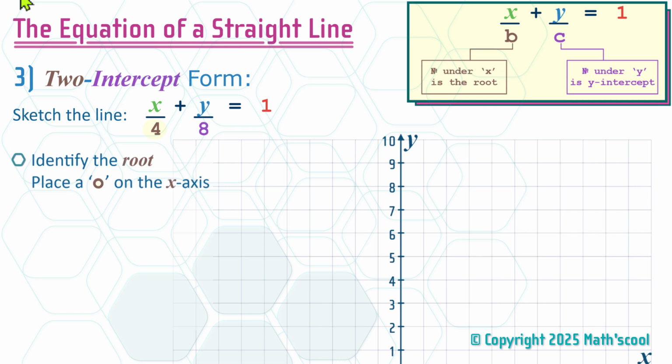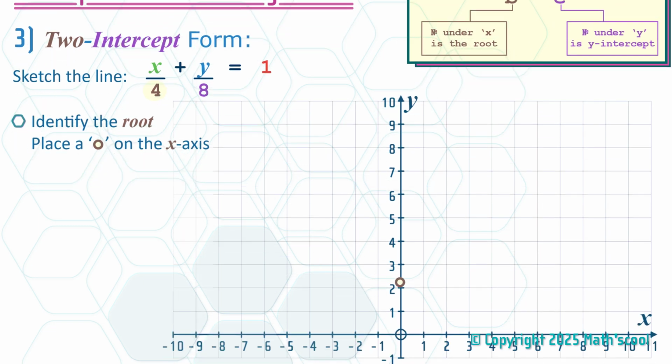So what's it want me to do? Identify the root. Well, that's the number underneath the x, 4. So I'm just going to place a blob at 4 on the x-axis. That's the root where it hits the x-axis. So I've put a blob there. And that's called the root or the x-intercept. And this is why it's called the two-intercept form.